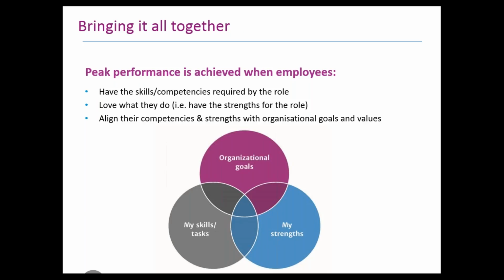Indeed, for us, it's when there's a coming together of these three components that you can see in the diagram here: your strengths, the skills, the tasks that you're delivering, your skills, your competencies, and also the organization's goals and the organization's values as well. So in the coming together of those three components, you can witness individuals, candidates, and then employees who are able to attain peak performance levels because they have the skills and the competencies needed, because they love what they do, so they have the strengths for the role, and they're aligning those competencies and those strengths with the organization's goals and the organization's values.